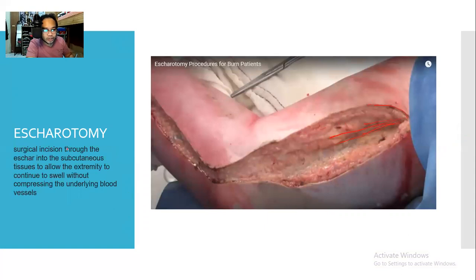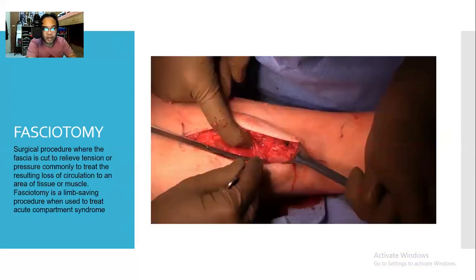So surgical incision through the eschar into the subcutaneous tissues to allow the extremity to continue to swell without compressing the underlying blood vessels, because compression of your underlying blood vessels will lead to your hypoxia. And your fasciotomy is a surgical procedure where the fascia is cut to relieve tension or pressure, commonly to treat the resulting loss of circulation to an area of tissue or muscle. Fasciotomy is a limb-saving procedure when used to treat acute compartment syndrome. Diba? Yung sabi ko sa inyo, compartment syndrome.